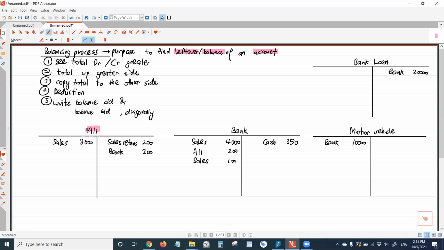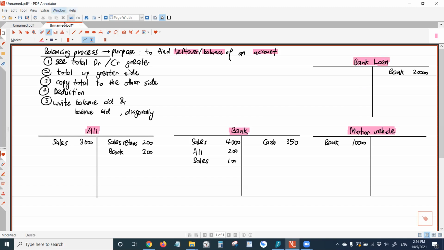Say you have an ALICE account here. The purpose of doing the balancing process to it is to find out how much ALICE still owes us. When you do the balancing process to a bank account, you are trying to find out how much money you are left with in the bank. When you do it to a motor vehicle account, you are trying to find out how many motor vehicles you still have in your business. When you do it to a bank loan account, you are trying to find out how much money you still owe the bank.